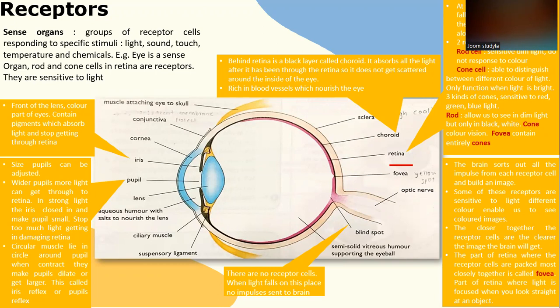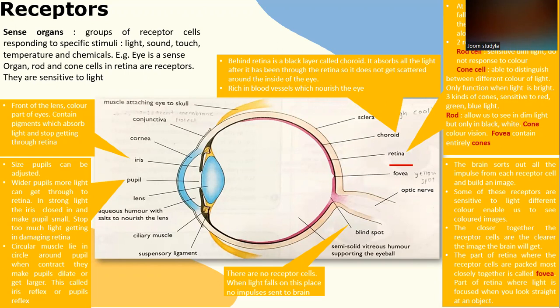The eye is a sense organ. Rod and cone cells in the retina are receptors. They are sensitive to light. Let's look at the functions of the retina. Where is the retina located? The retina is located at the back of the eyes. When light falls on a receptor cell in the retina, the cell sends electrical impulses along the optic nerve to the brain.